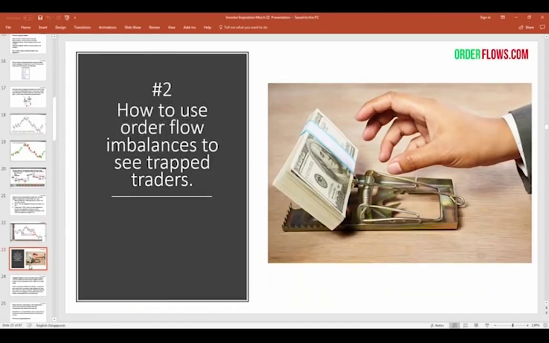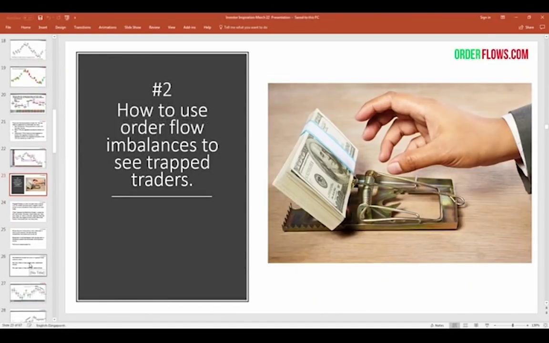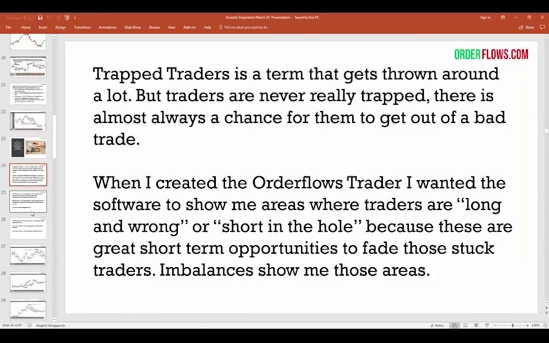Now, second thing I'll talk about today is how to use order flow imbalances to see trap traders. Trap traders is a term that gets thrown around a lot by people, and honestly, traders are never really trapped. You can always get out for the most part of a position, unless you're in a commodity that has daily price limits and the market may go lock limit and you can't get out. But generally, you always have a chance to get out. It's just at how bad a price you want to get out.